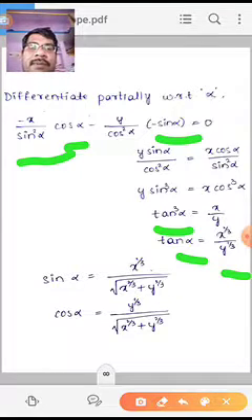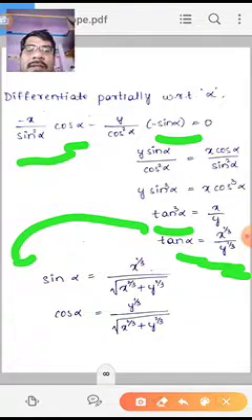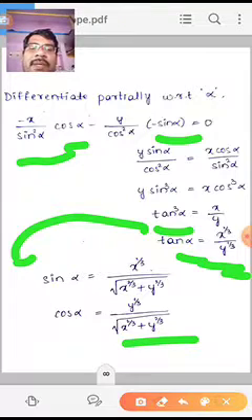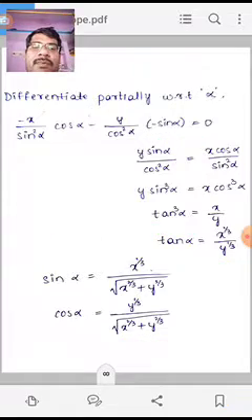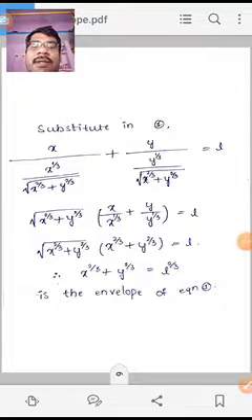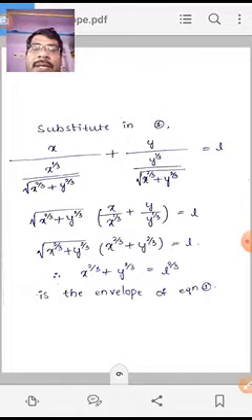Here this tan alpha is written in the form of sin alpha and cos alpha. Sin alpha is equal to x to the power of 1 by 3 by square root of x to the power of 2 by 3 plus y to the power of 2 by 3, and cos alpha is equal to y to the power of 1 by 3 by square root of x to the power of 2 by 3 plus y to the power of 2 by 3. Substituting in equation 1, we get x by x to the power of 1 by 3 by square root of x to the power of 2 by 3 plus y to the power of 2 by 3.